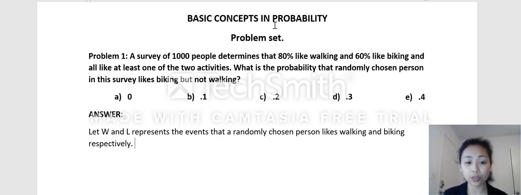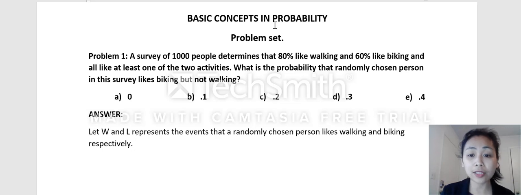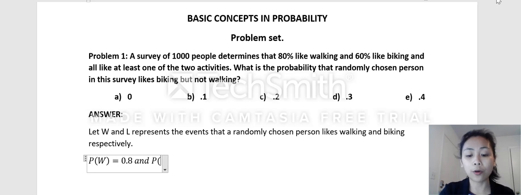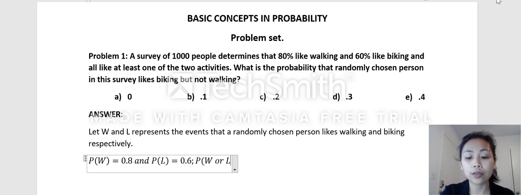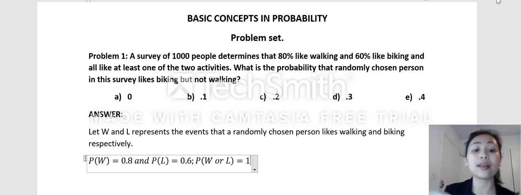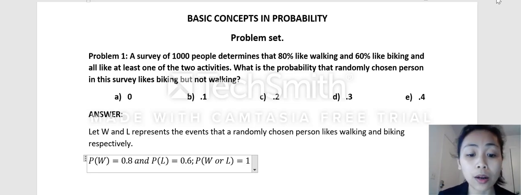Now, when I already have the notation for this problem, I'm going to pick up information. The problem said 80% like walking, so I write out very quickly: probability of W is 0.8 and probability of L is 0.6. And don't forget one more piece of information. They said everyone likes at least one of the two activities. So probability of W or L is equal to 1. Any person among the 1,000 people either likes walking or biking, that's why probability of W or L is 1.